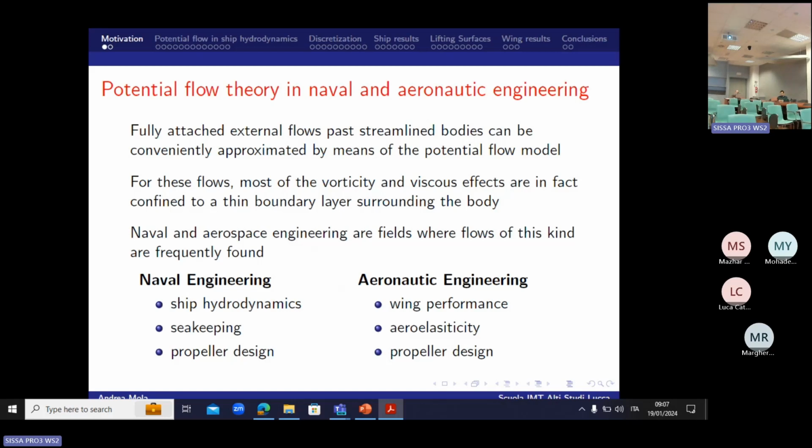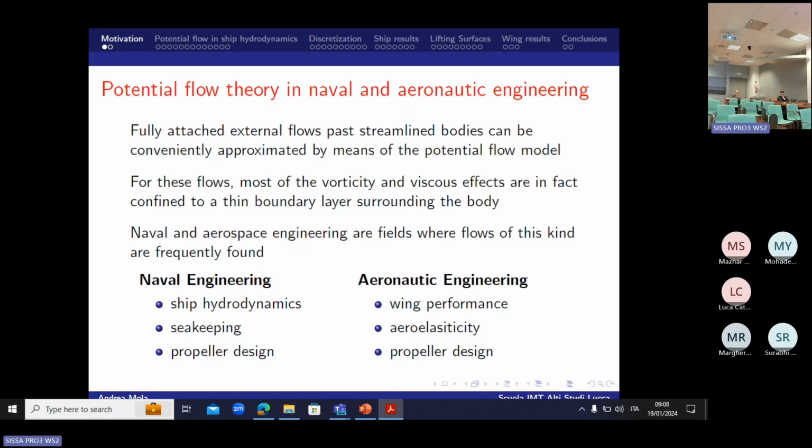Historically, these are methods based on potential flow theory, and they're applied mainly in naval and aeronautic engineering. In fact, these are the fields in which you have an external flow with fully attached flow past streamlined bodies, such as ships and aircraft. In these flows, most of the vorticity and viscous effects are confined to a very thin region. And sometimes you can altogether avoid representing it in your model.